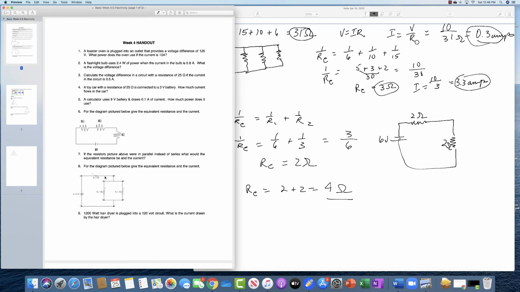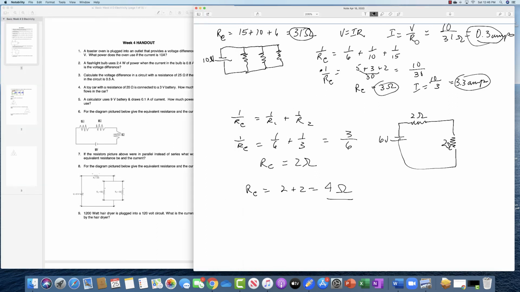And then the current is going to obey Ohm's law. So I is going to be V over RE, which in this case is going to be 6 divided by 4, which is 1.5 amps. So that's number 8.